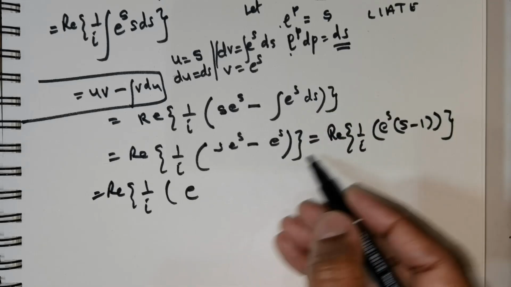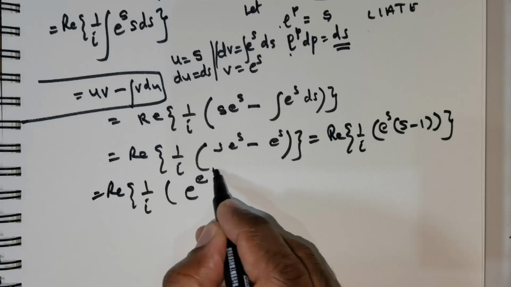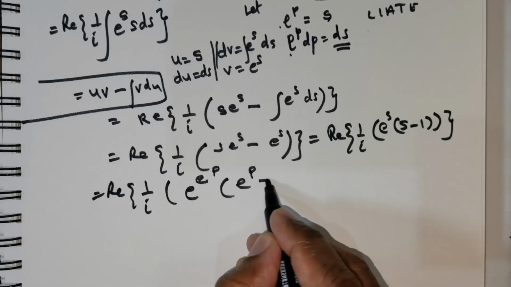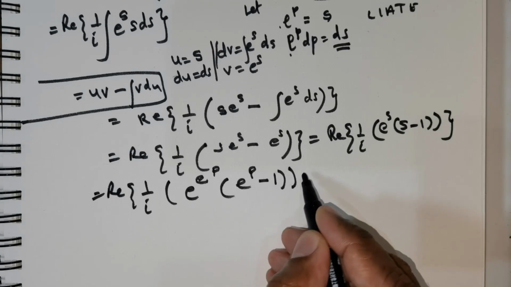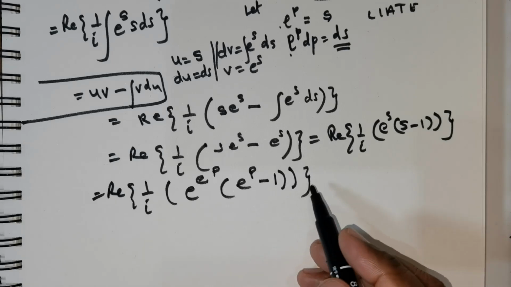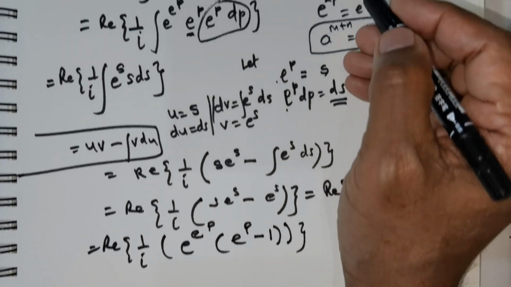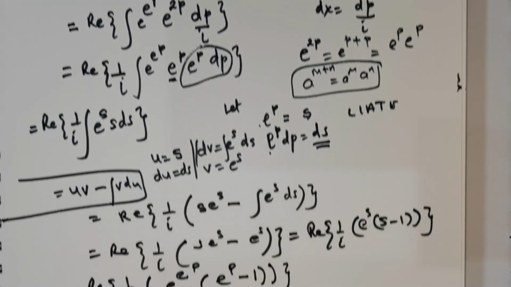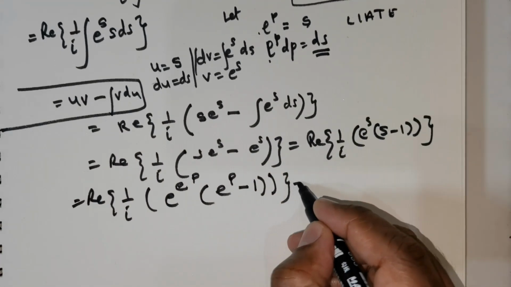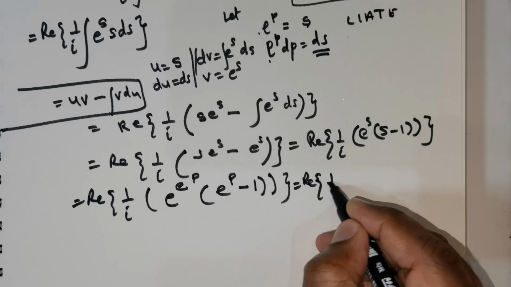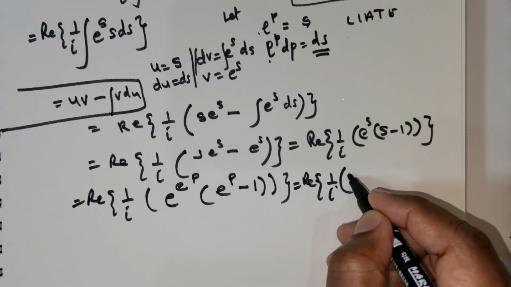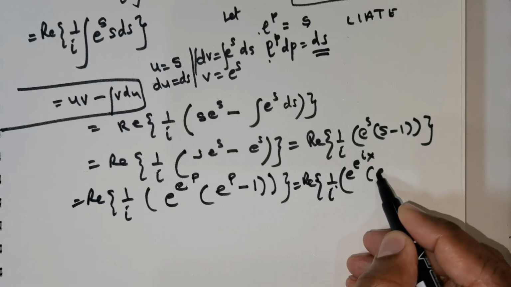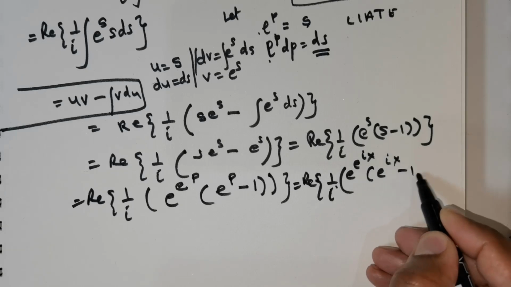So this is e, in place of s it's going to be e raised to the power of p, times in place of s it's e raised to the power of p negative 1, right? So this is what you got. But what is my p? My p is nothing but i times x. So substitute that also. So this is equal to real part of 1 over i times e raised to the power of e raised to the power of i times x times e raised to the power of i times x negative 1.